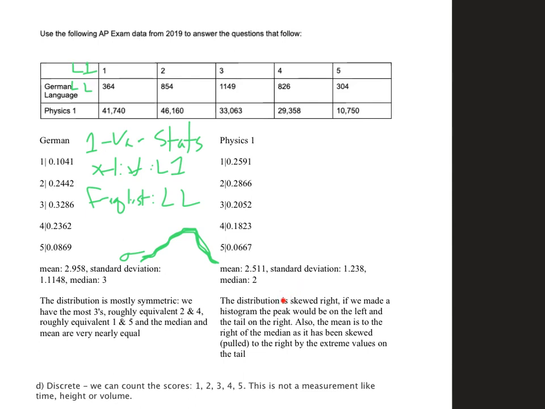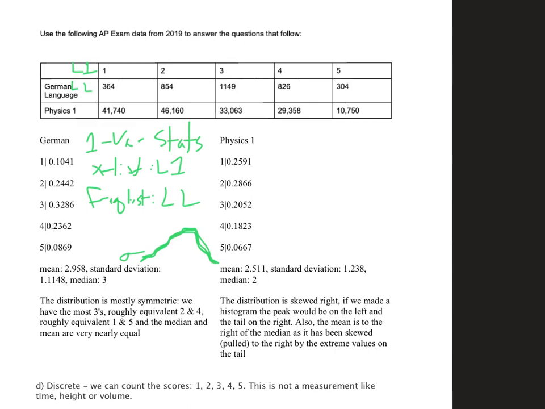And then for the physics one, same deal for all these numbers. But now we're skewed to the right because the mean has been pulled farther to the right than the median. So we're skewed a little bit to the right there. And if you drew that distribution, you would see a tail on the right here. Okay.